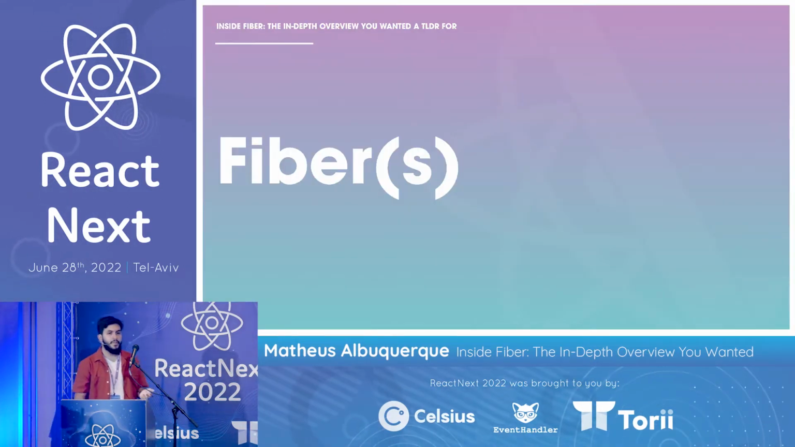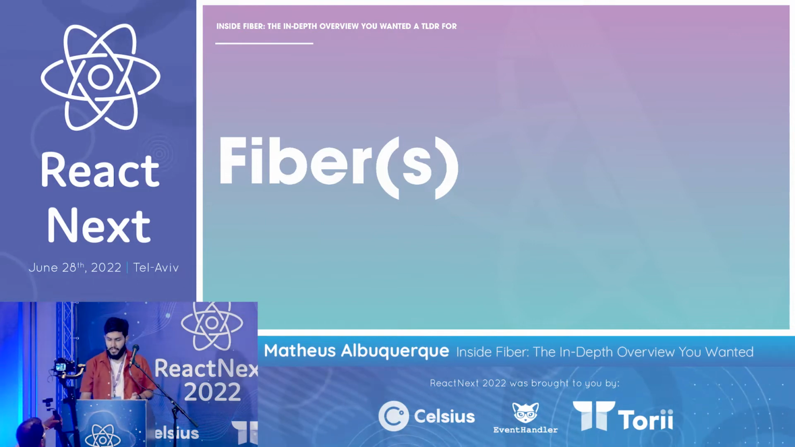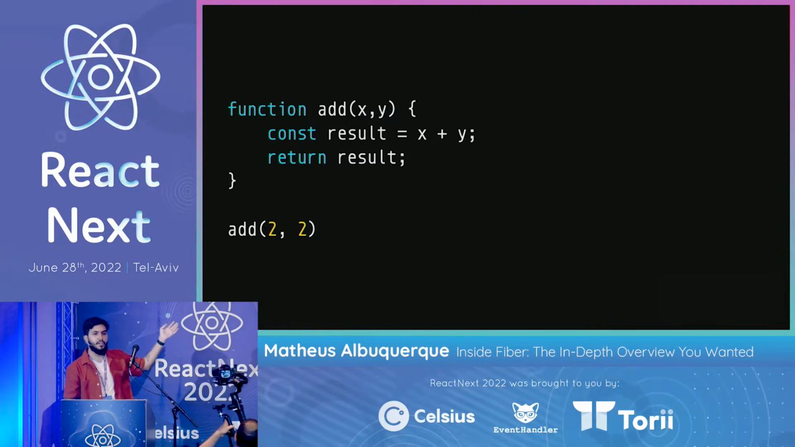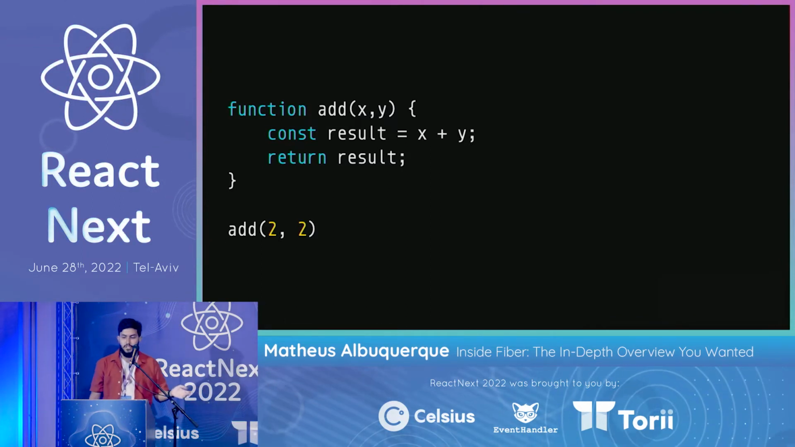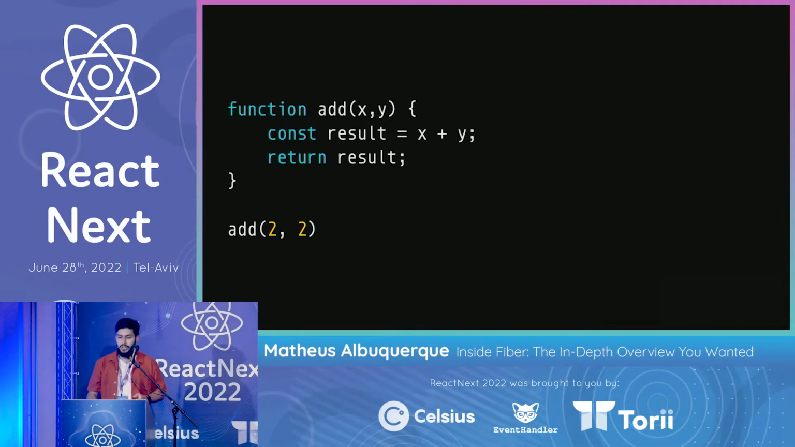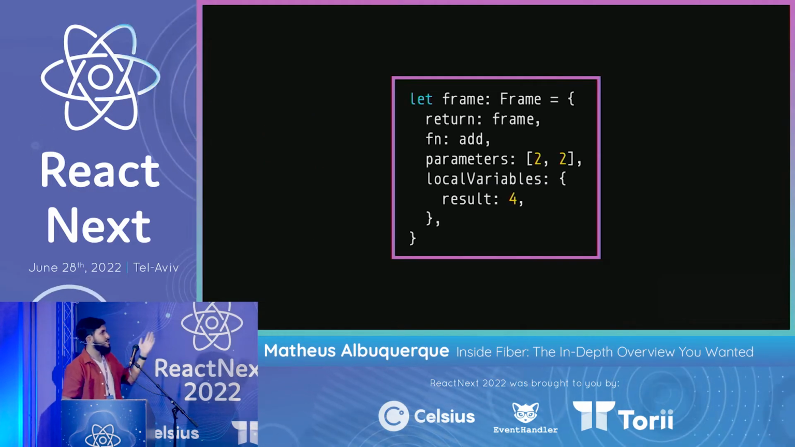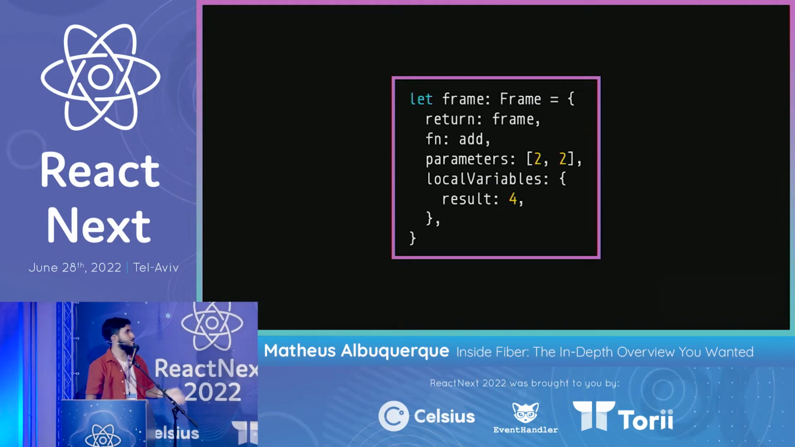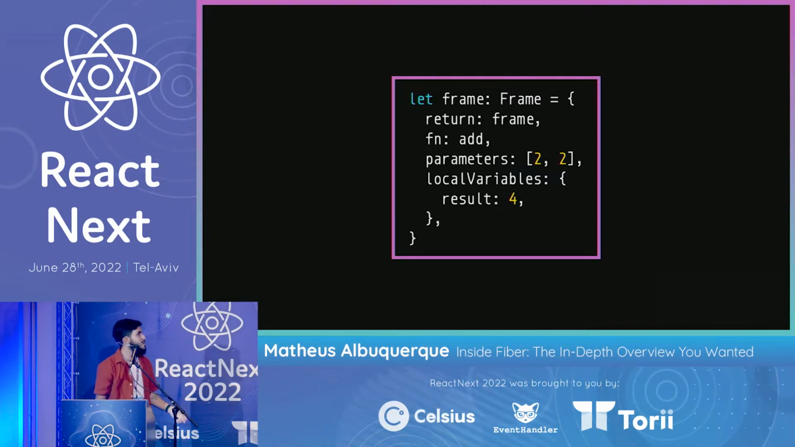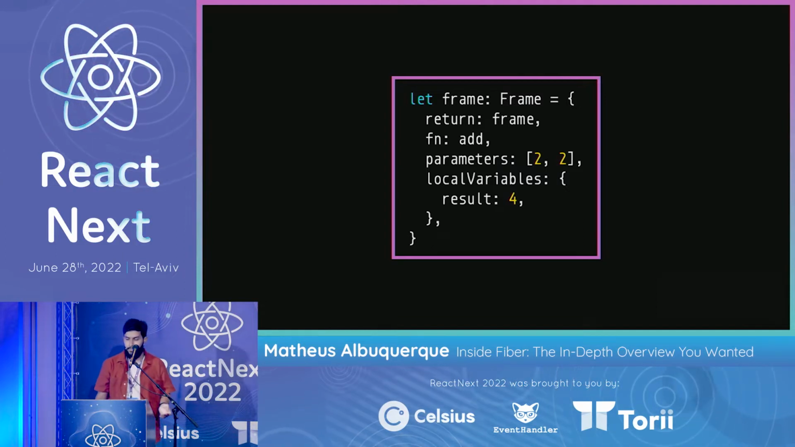Starting with fibers, the way I like to talk about fibers is to bring the example of a simple, regular JavaScript function that adds two numbers. No magic here. If we think about the stack frame for this function, we would get something like this. We have a return, we have the function itself, and we have parameters, in this case the two numbers. And then we have some local variables, some local state, in this case 4.